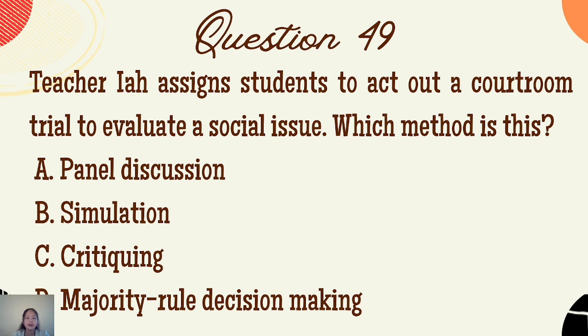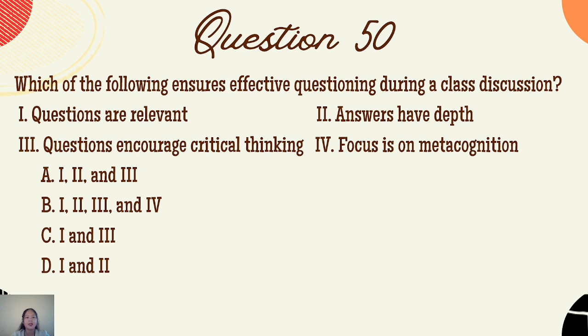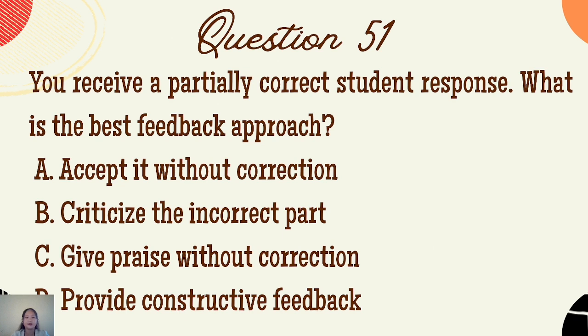Now let's proceed to question number 50. Which of the following ensures effective questioning during a class discussion? The correct answer is letter B, 1, 2, 3, and 4. Effective questioning should be relevant, encourage critical thinking, promote deep responses, and focus on metacognition, which is thinking about thinking.